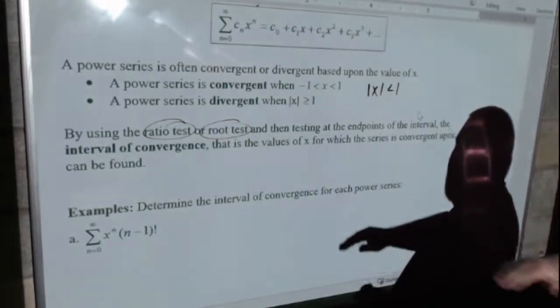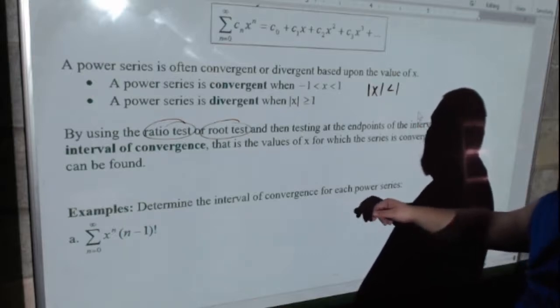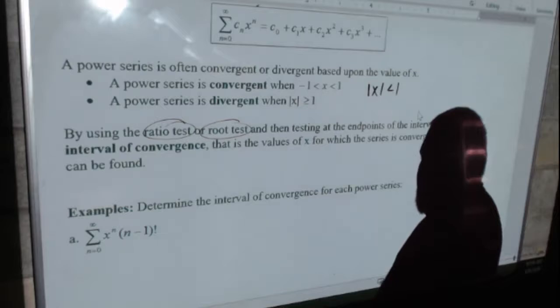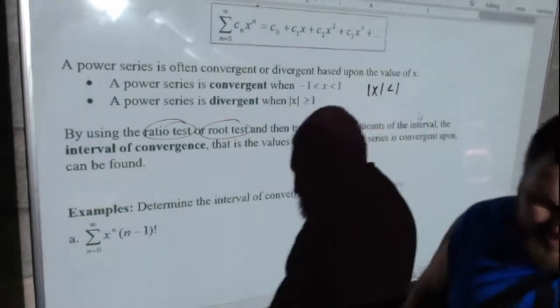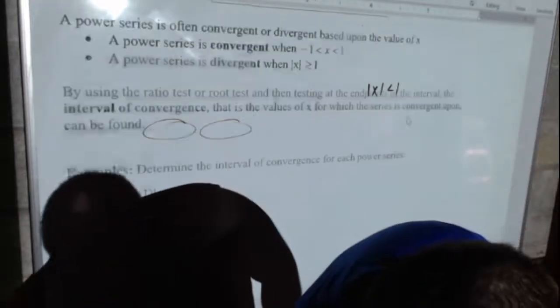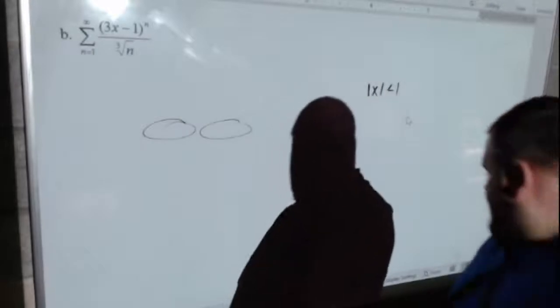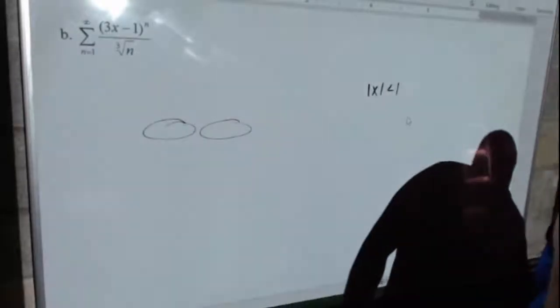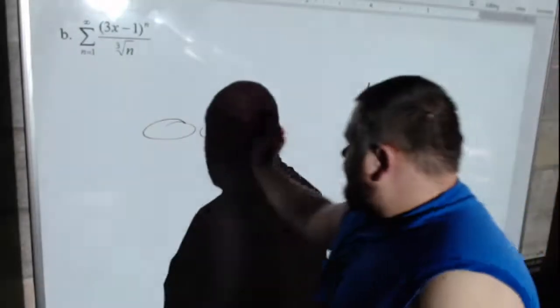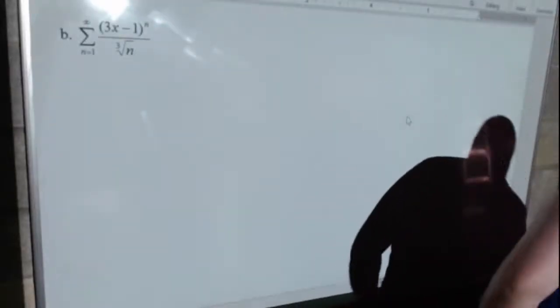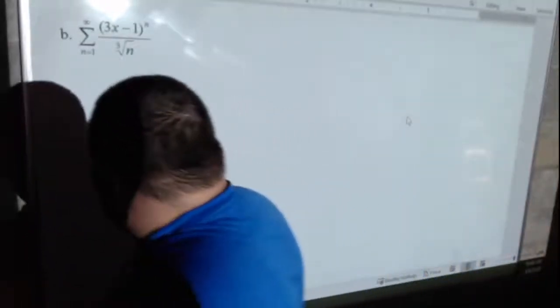So, if I want to test the interval of convergence, I'm going to use the ratio or the root. Now I'm going to skip this one and come back to it because it's got a strange answer. And I want to actually solve one of them first. So let's do this guy first. Alright. Now in all the examples I've given you, the ratio test is going to be the better choice.